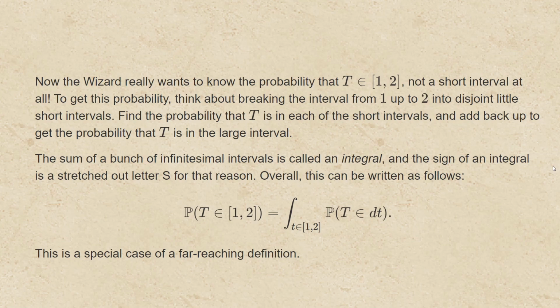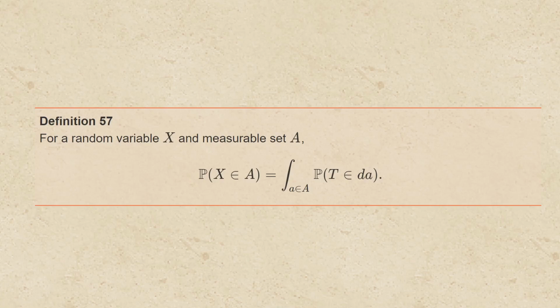The sum of a bunch of infinitesimal intervals is called an integral, and the sign of an integral is a stretched out letter s for that reason. Overall, this can be written as the probability that t is in the interval from 1 to 2 equals the integral over little t in the interval from 1 to 2 of the probability that big T is in dt. This is a special case of a far-reaching definition. For a random variable x and a measurable set A, the probability that x is in A equals the integral over little a in big A of the probability that x is in da.